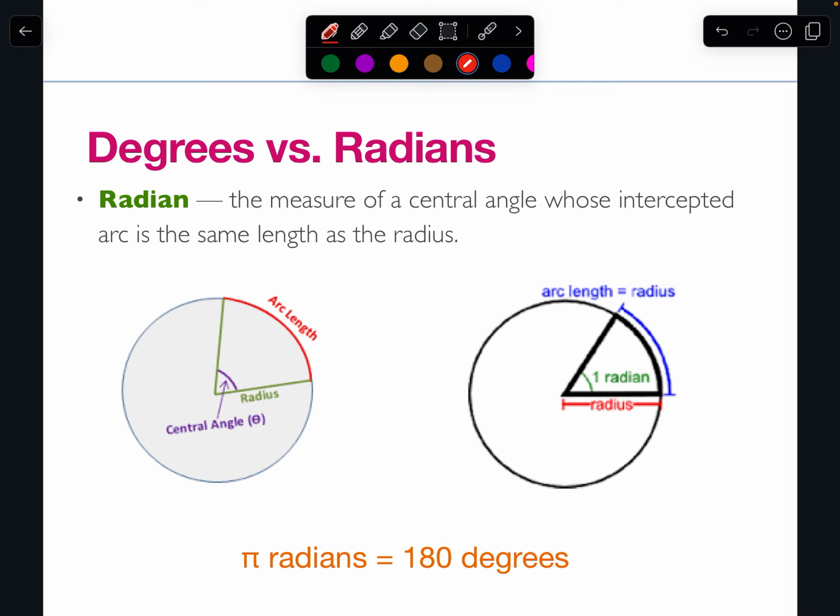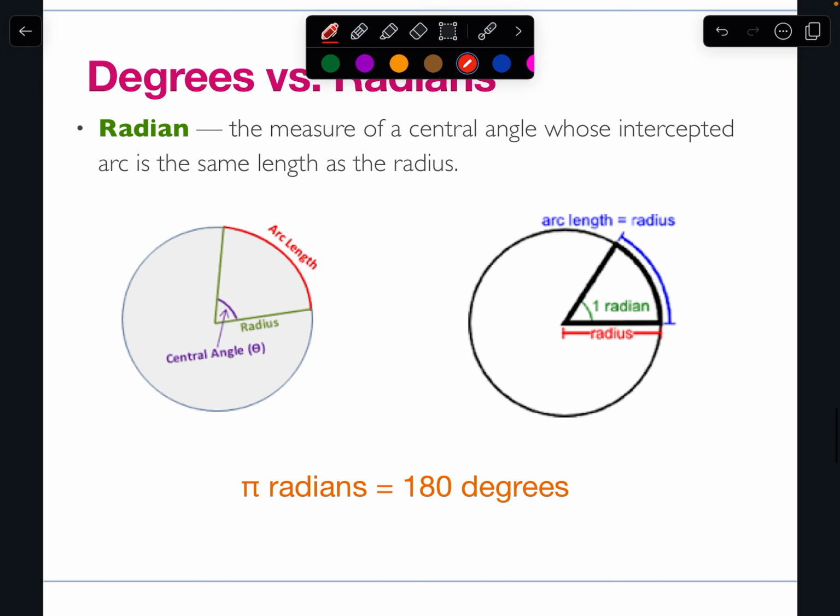So on the screen, I've just got a couple of images that kind of show that. Each of those angles there measure 1 radian because they generate an arc that's the same length as the radius of the circle. I could tell you exactly how many degrees 1 radian is, and we could talk about that. But it's going to be more helpful for us to know other benchmarks in terms of how degrees relate to radians. So I have one of those benchmarks on the screen here.